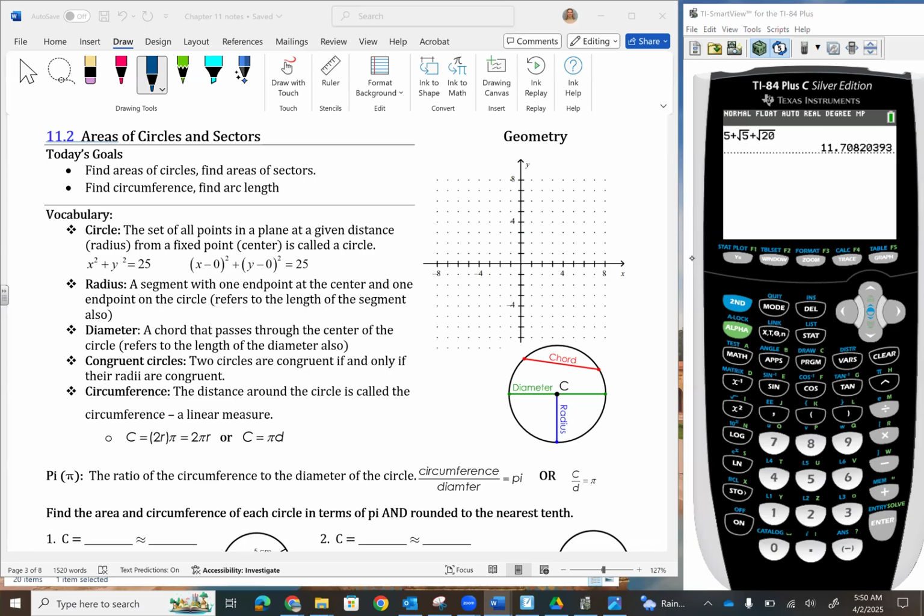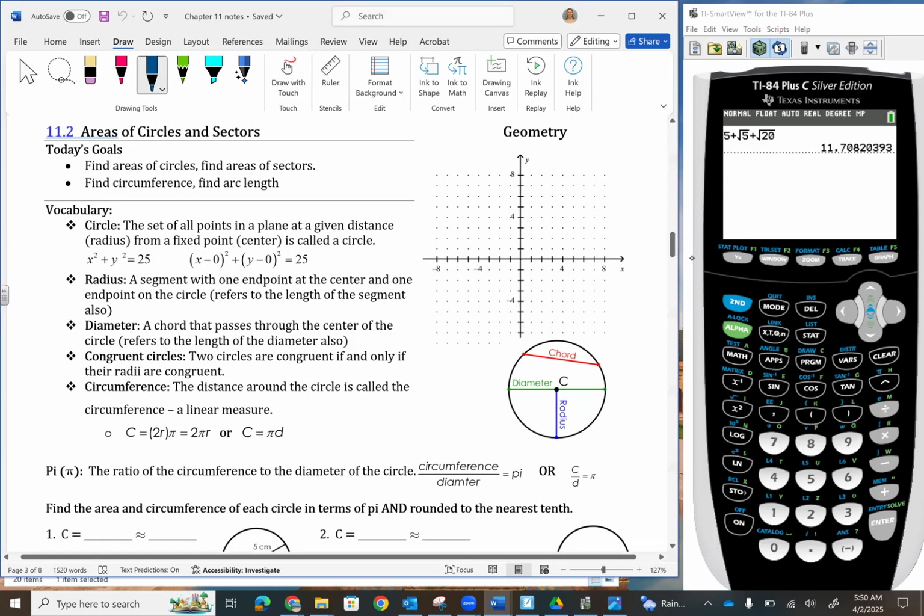Okay, so today we're going to be talking about finding the area of circles. Wait, we did that last chapter, didn't we? Or 2 chapters ago. Well, the area of circles in sectors. What I mean by that is this.